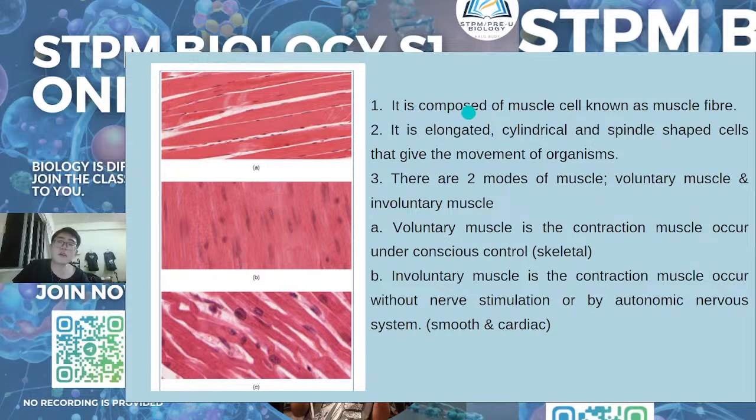Okay, so it is composed of the muscle cell known as the muscle fiber. So actually our muscle is made up of muscle fiber, and it is very elongated, cylindrical, and spindle shaped cells that give the movement of the organism.